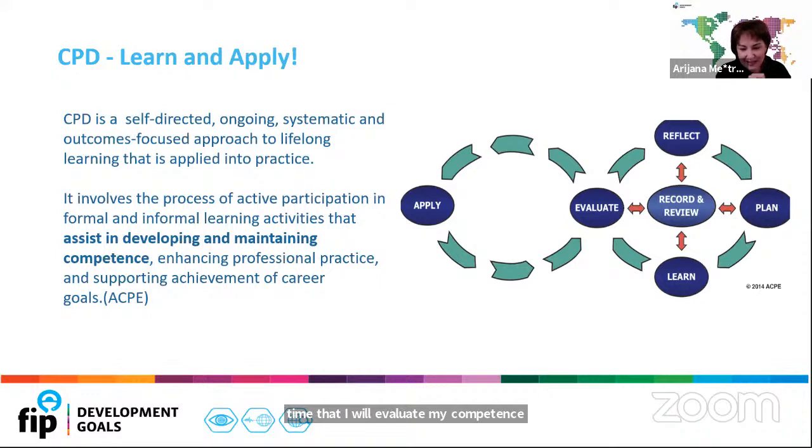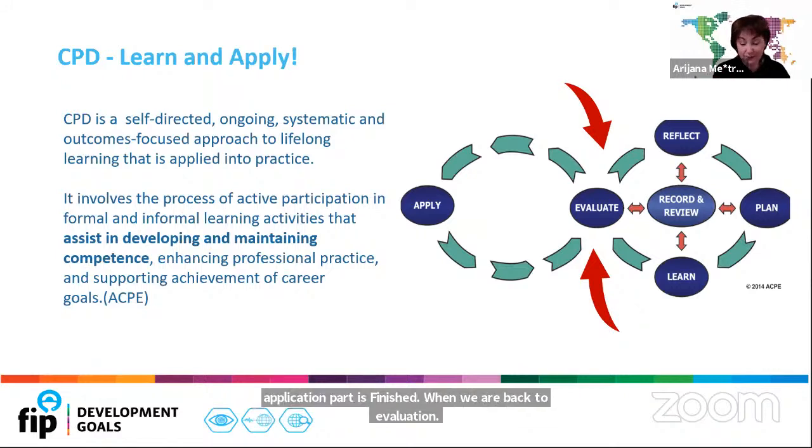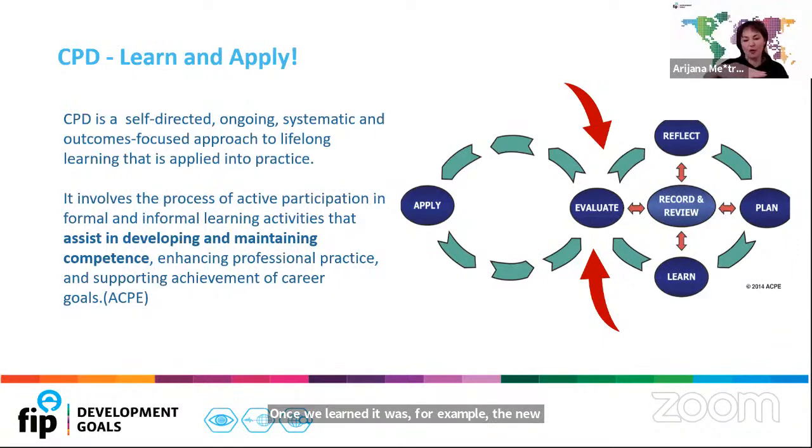Can you just press the button? I need some animation here, please. So the first arrow, thank you very much, you will see, you will evaluate your competencies after the course. And then you say, okay, I think I'm ready for vaccination. Then you can see the arrows are moving more to the application part. And when the application part is finished, when we are back to evaluation, what do we expect? Once we learned, it was, for example, the new level of competencies. But then once we apply, of course, this level of competencies should be higher.